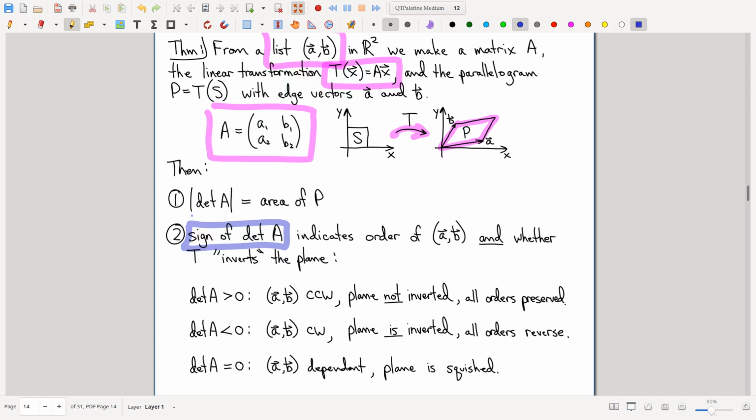And 0 means neither. Now, there's also some things to say about, what does the sign of the determinant say about the linear transformation? This is a little bit subtle, but here's the way I like to think about it.